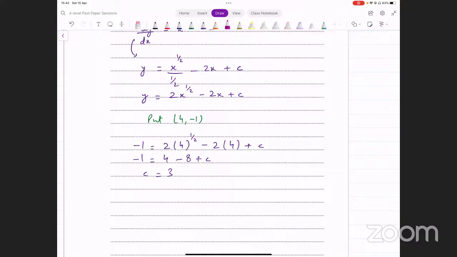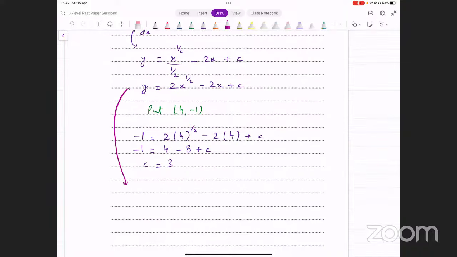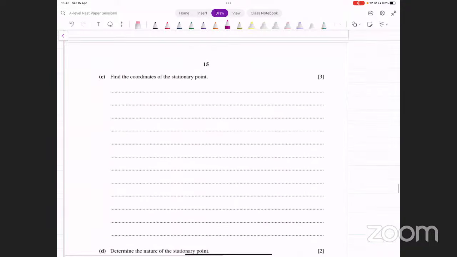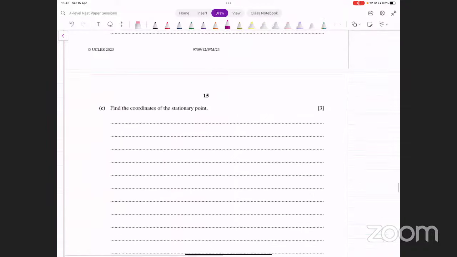So what's the final equation of the curve then? वो हम यहाँ पे लिख देंगे. Y equals 2x raised to power 1/2 minus 2x plus 3. That's the equation of the curve that we get at the end. All right, I hope that makes sense. Let's move on to the next one. It says find the coordinates of the stationary point.